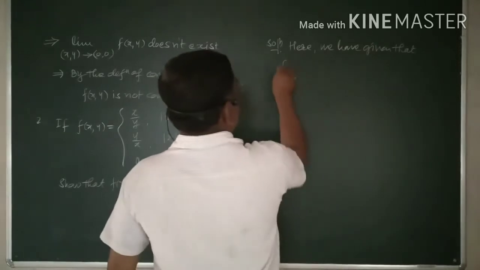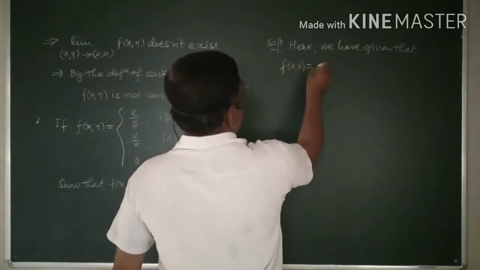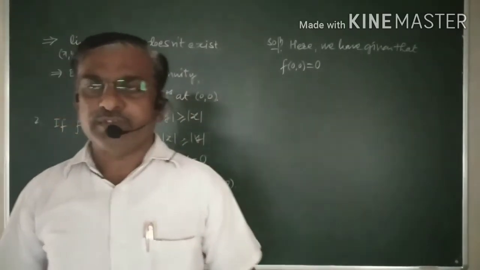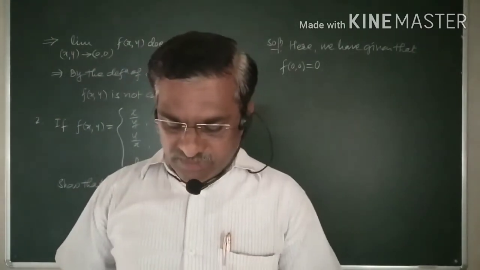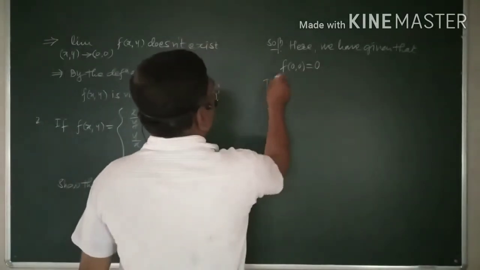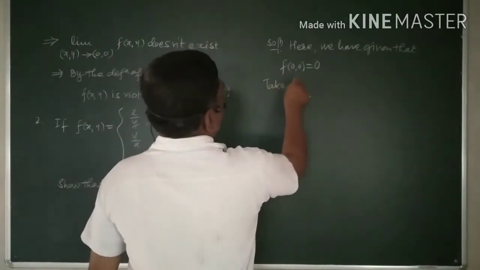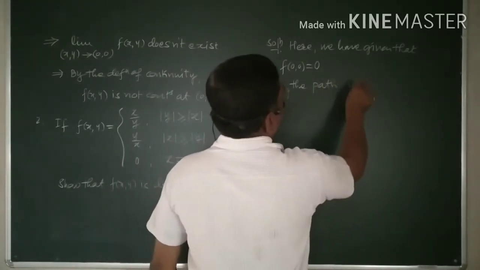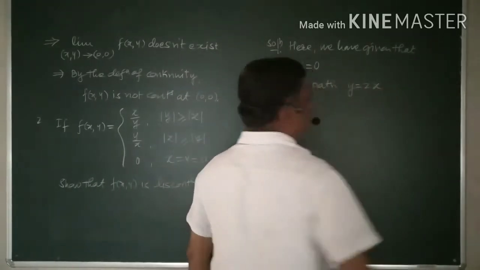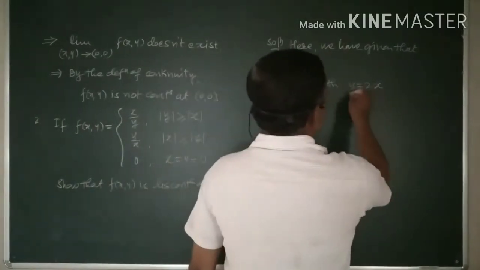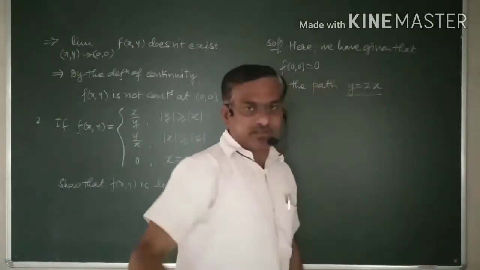What is given? F of 0, 0 at the origin, the value of the given function is 0. Okay, now what do we do? Take the path. Let us take a very simple path, y is equal to 2x. Now instead of this one, you may take other paths also.